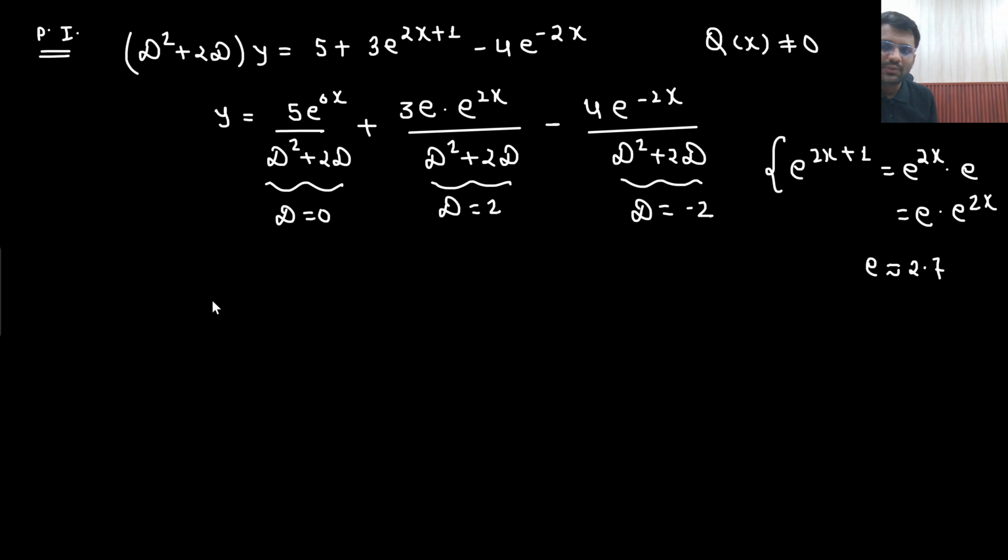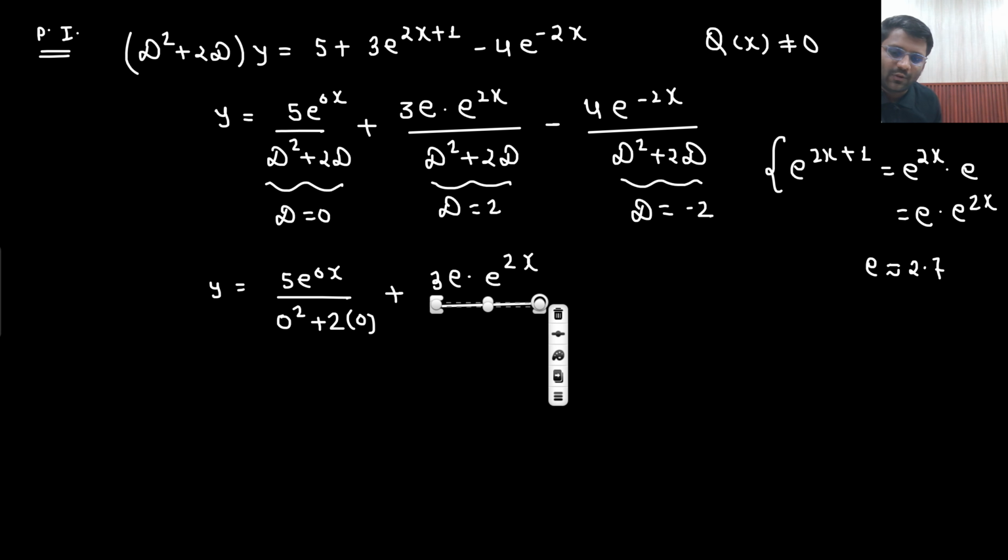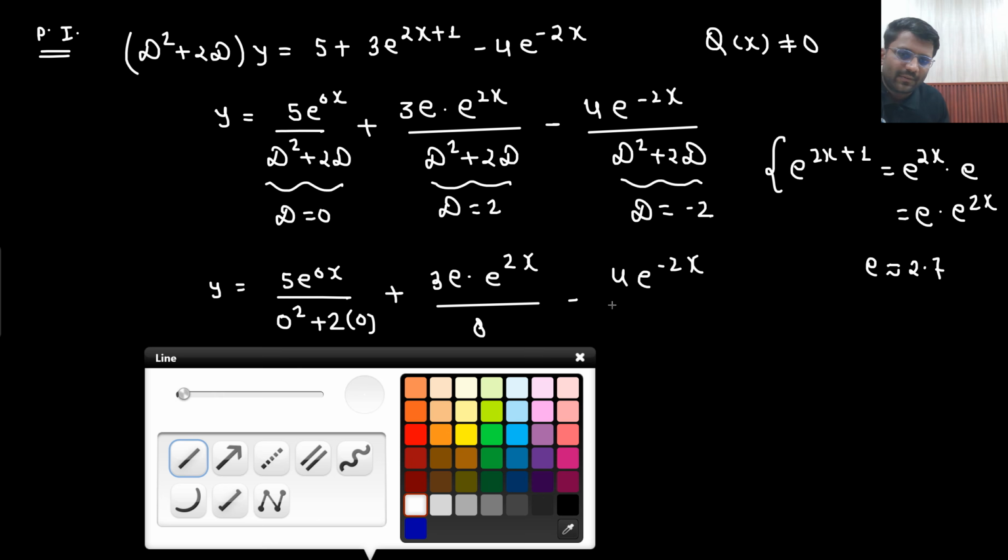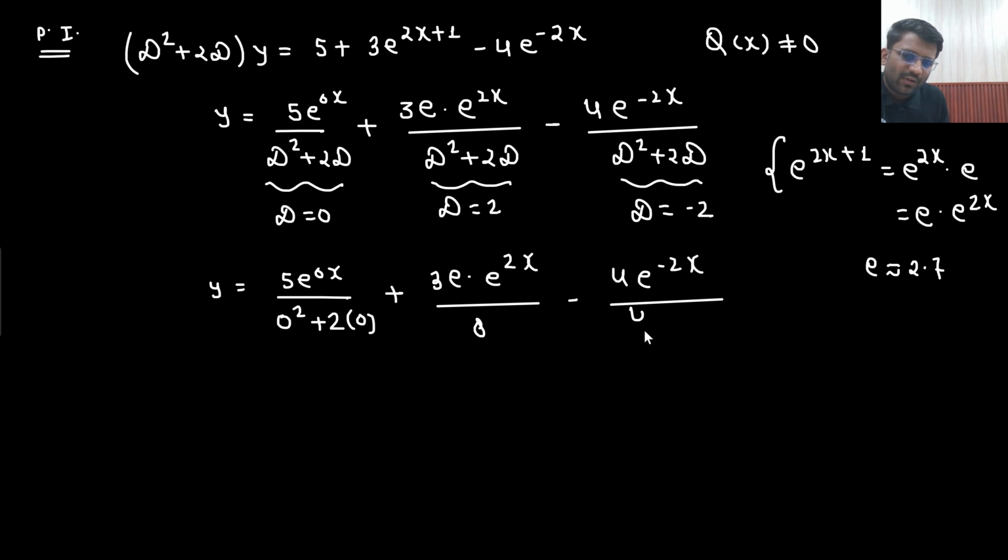So let's do it. So sir, 5 e to the power 0x. Here if I put 0, so 0 square plus 2 into 0 plus 3 e to the power 2x upon 4 plus 4, 8, 2 square into 2 into 2. So 4 plus 4, 8 minus 4 e to the power minus 2x upon d square will be 4 minus 4. So this is coming out to be 0, not acceptable. This is also coming out to be 0, not acceptable. So what will you do for this?